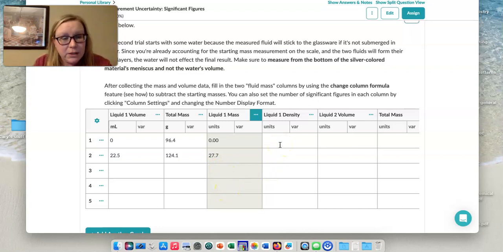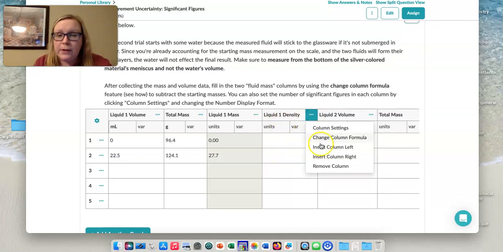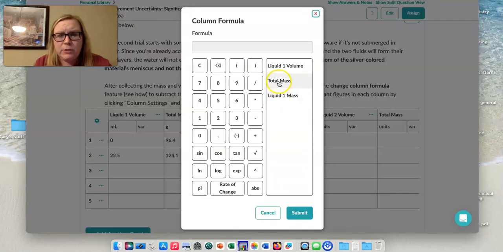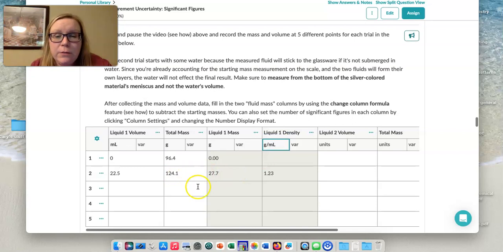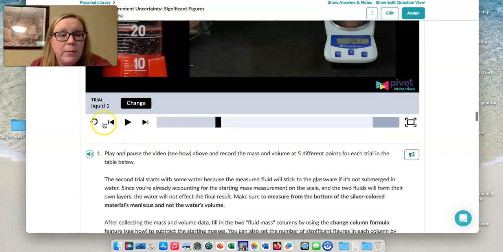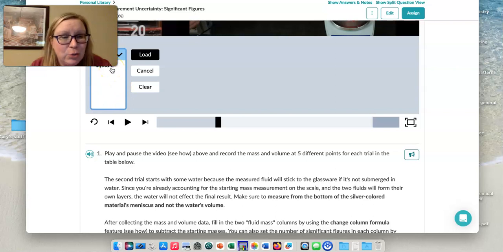Then we want to let this calculate our density for us as well. So this would be the liquid 1 density. You would go to column change formula, and we know density is mass over volume. So we would take the liquid 1 mass without the graduated cylinder and divide it by the liquid 1 volume, and that's the density. We can fill in our units here. These are grams, and of course these are grams per milliliter. Now, you're going to fill in all of these columns for liquid 1, and then you're going to come up here and change your trial to liquid 2 and look at liquid 2.